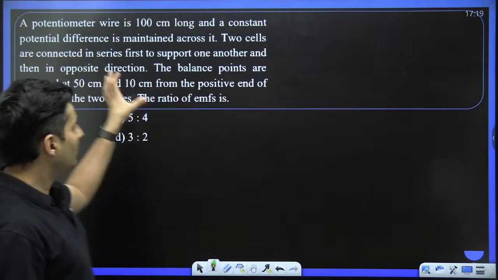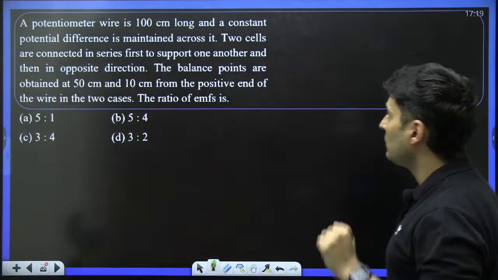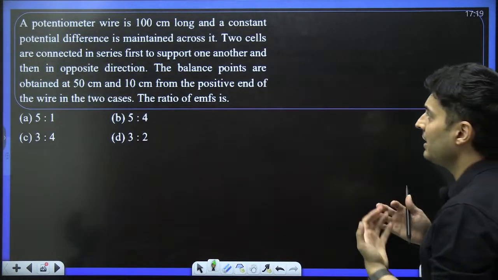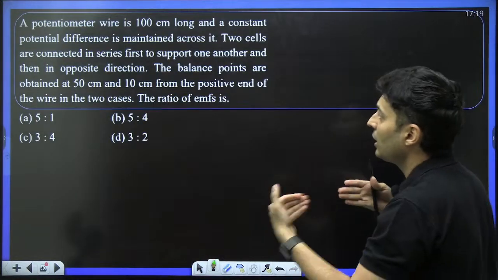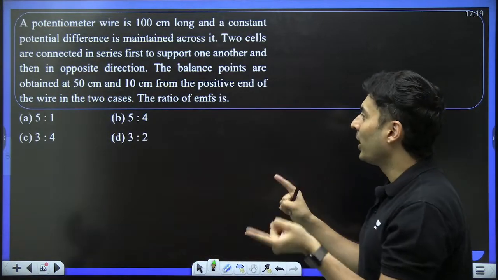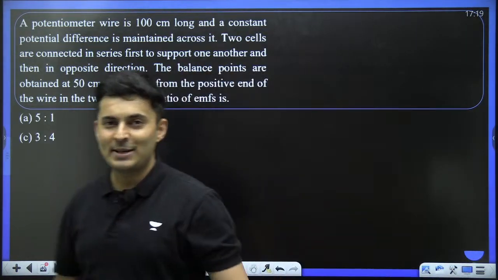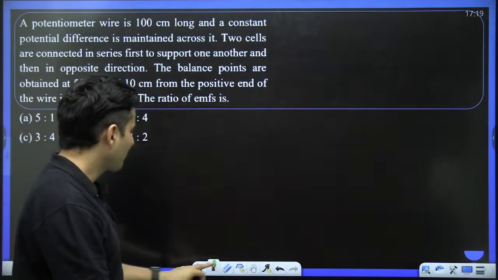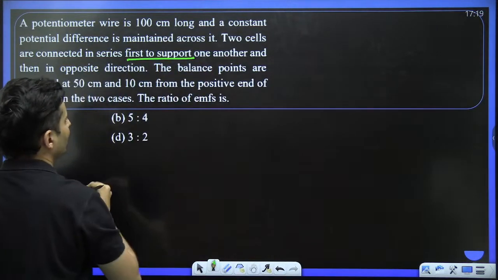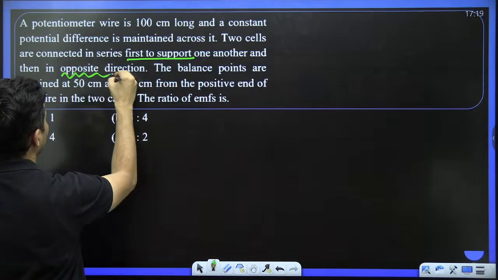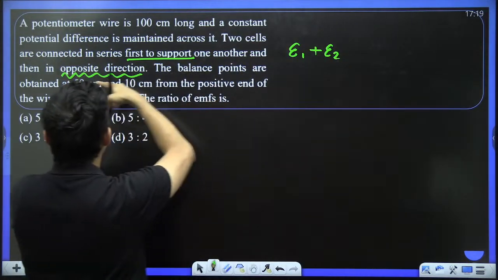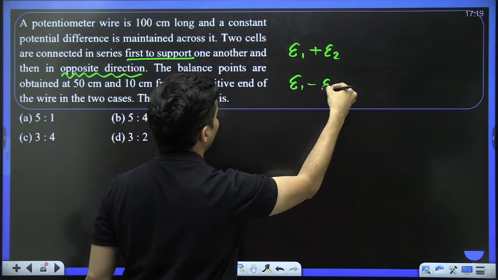Here it is. There is a potentiometer wire 100 centimeters long. Constant voltage is maintained across it. Two cells are connected in series, first to support and then in opposite direction. The balancing points are 50 and 10. What is the ratio of the EMF? I think this is the second application. If you notice, first they are supporting each other and later on they are opposite to each other. When they are supporting, the total EMF will be E1 plus E2. When they are opposing each other, it will be E1 minus E2.